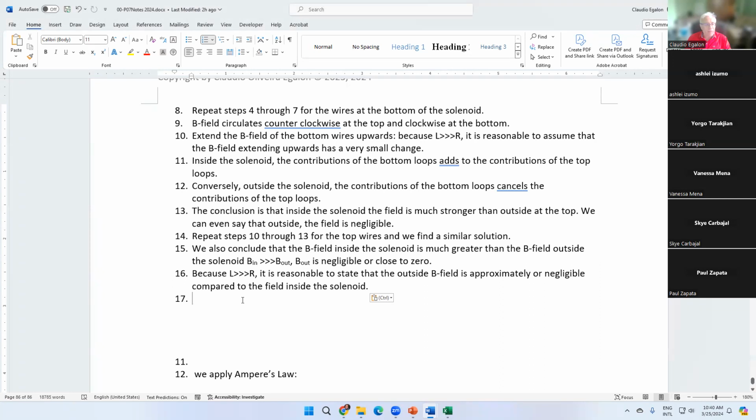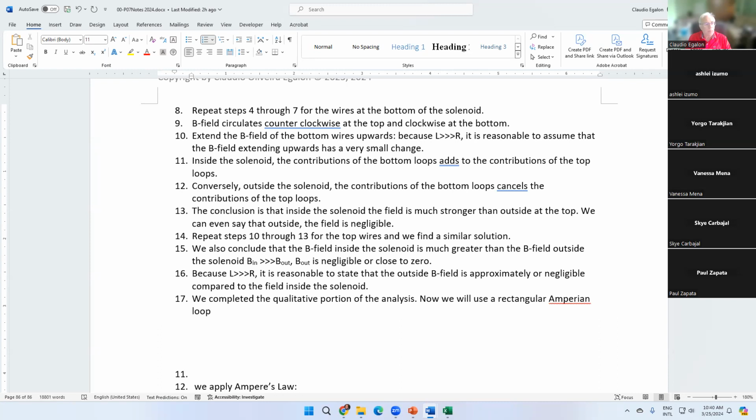Now that we completed the qualitative portion of the analysis, in the next step we will use a rectangular Amperian loop at the top and bottom of the solenoid.